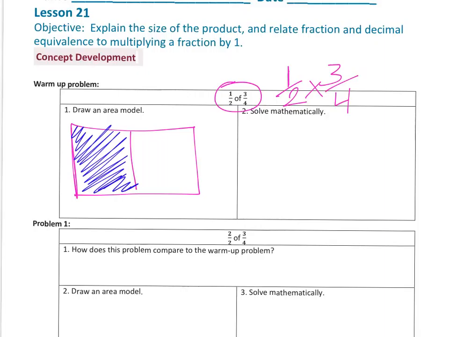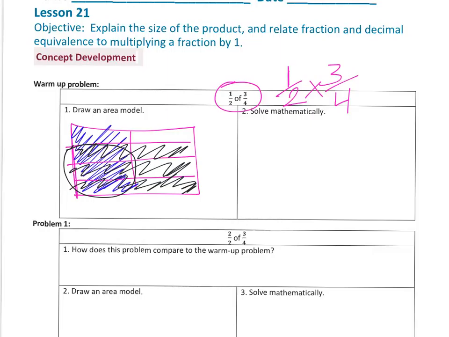And then I've got to do fourths going the other way. And how many of those guys am I going to shade? 3 of them, because it's 3/4. Get that one, and that one, and that one. So then how many did I double shade? Right there, that's 3/8. Now let's check it mathematically.